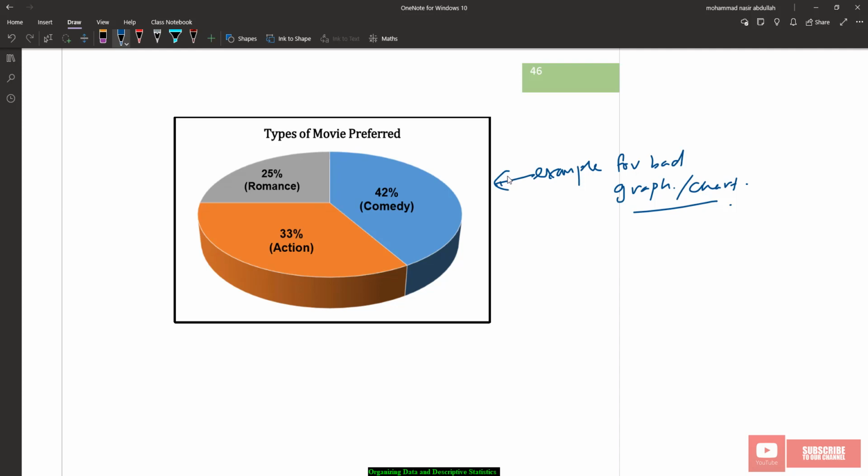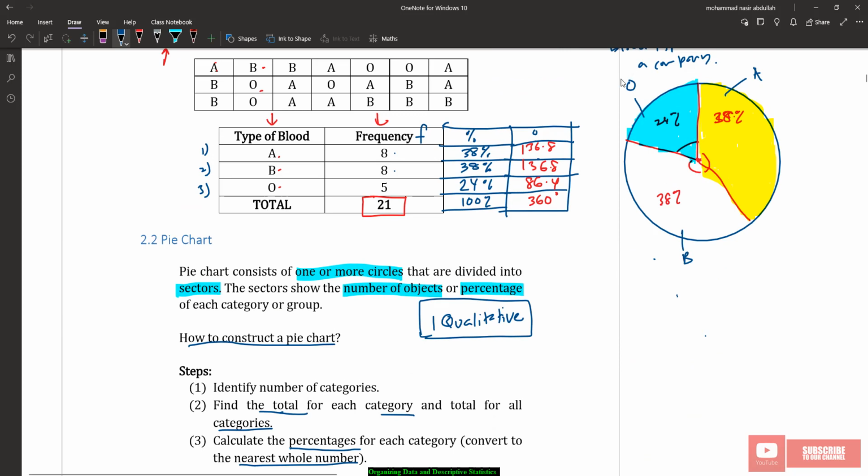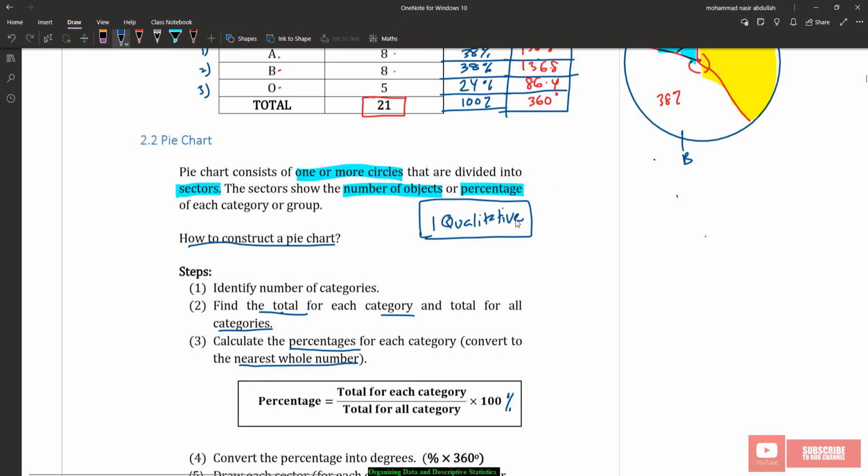So you can manipulate if you are using Excel or SPSS later, or other software such as Tableau, Power BI and so on. You can do some cosmetic changes here, meaning you can make it a donut chart, or a pizza chart, all kinds of things nowadays. So follow your creativity, but the basic thing to construct a pie chart is like this one. This is the basic thing.